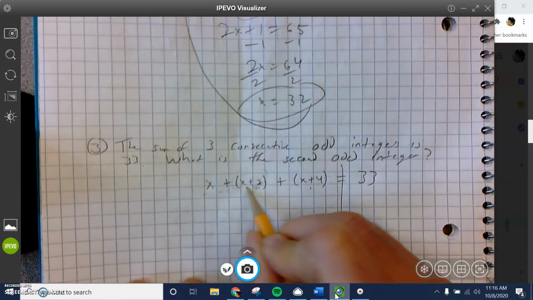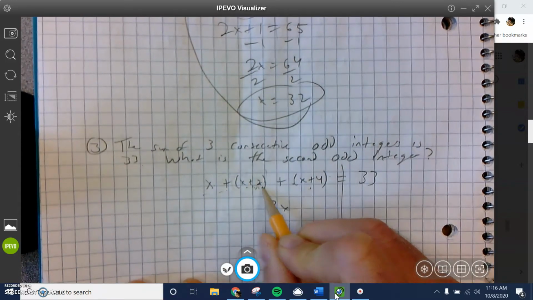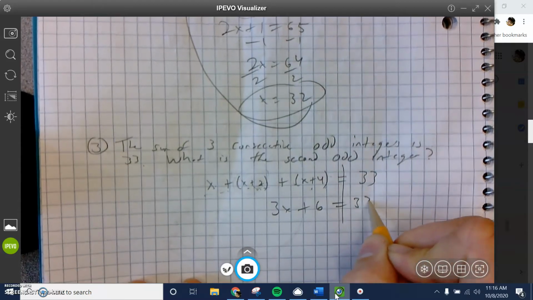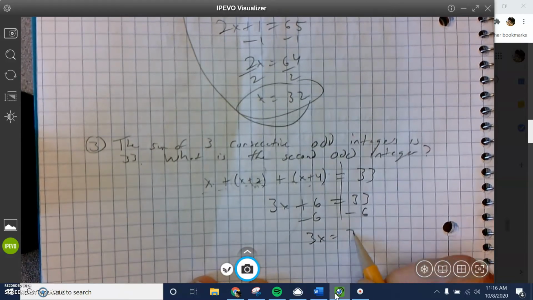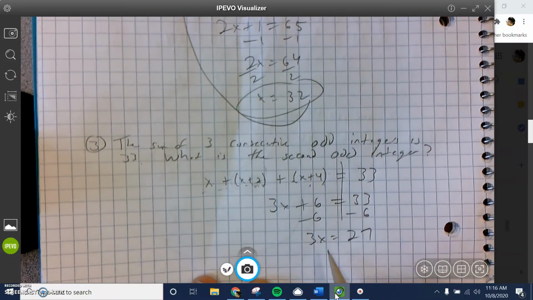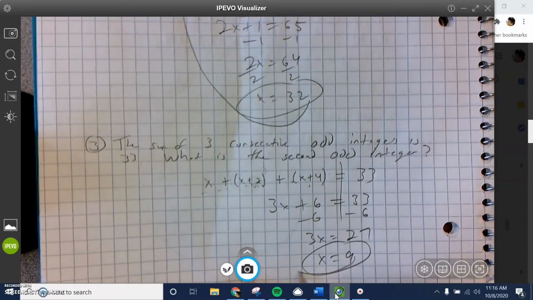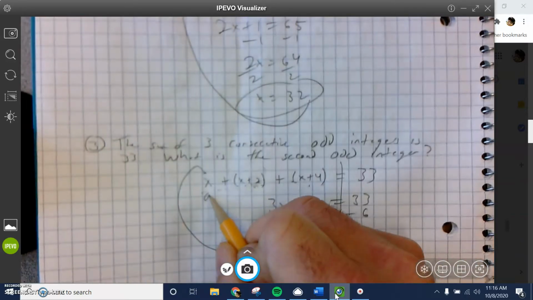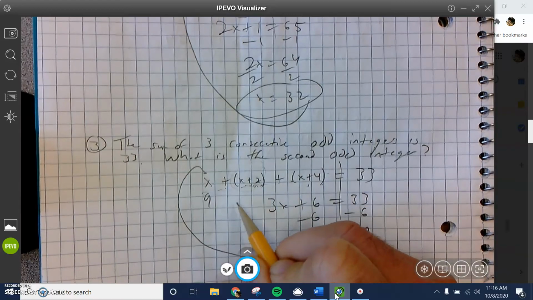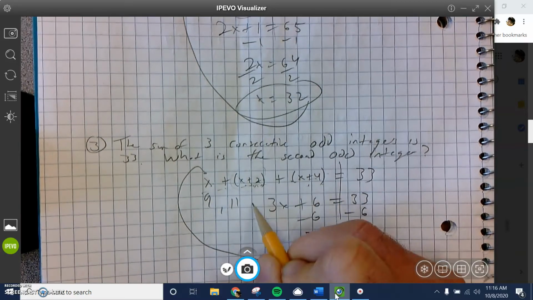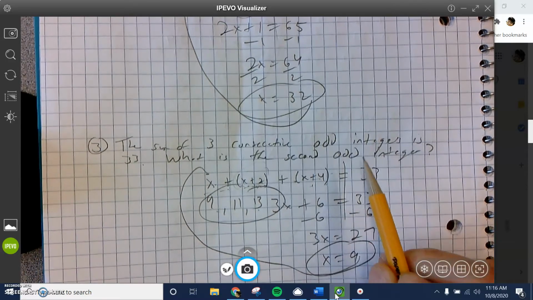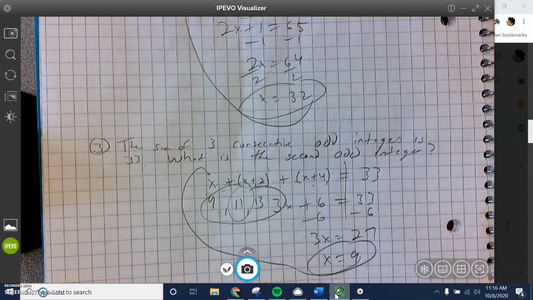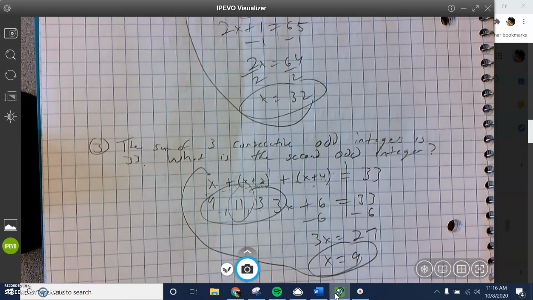So let's solve this. x plus x plus x is 3x. 2 plus 4 is 6. Subtract 6, 3x equals 27. 3 times what is 27? That would be 9. Come back in, plug it in, 9. 9 plus 2 is 11. 9 plus 4 is 13. 9, 11, and 13 makes 33, and answers the question. The second odd integer is 11. There you go. Nice job. Keep it going. Good.